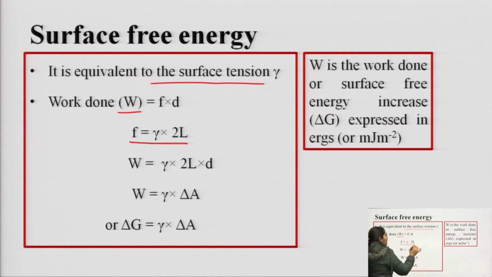Now, coming to what the force is. The force acts against the surface tension. So, F is equal to gamma multiplied by 2L. Why 2L? Because we have two arms.